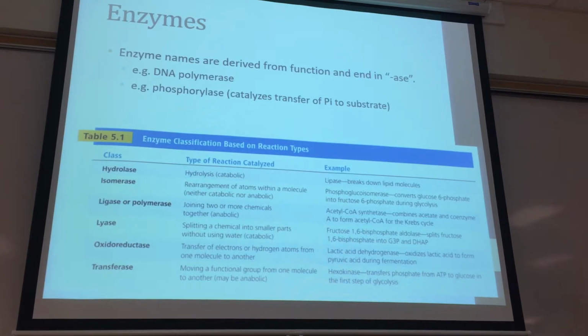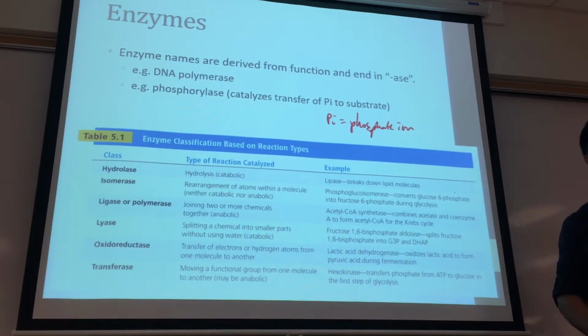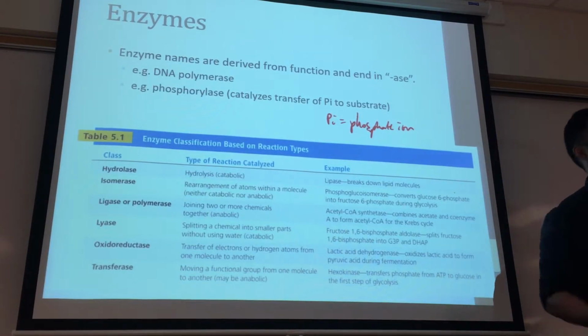The other one that I want to look at that'll also be relevant for us is phosphorylase. The purpose of a phosphorylase enzyme is to catalyze the transfer of a phosphate ion. When you see Pi, it's phosphate ion, to a substrate. It means add a phosphate ion to that molecule.